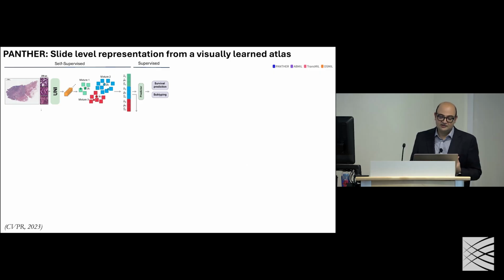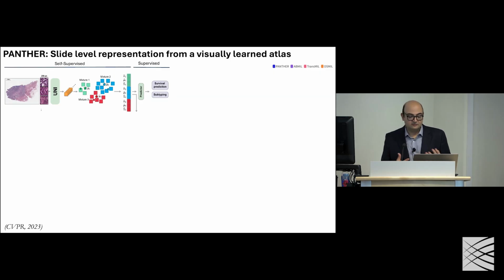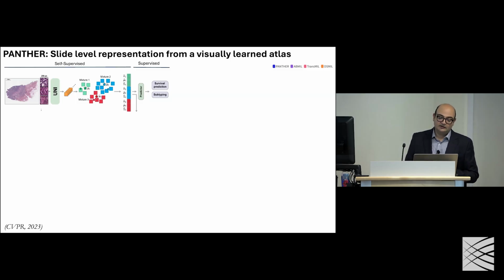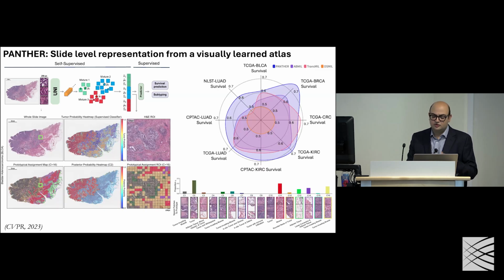So we started by looking at some very obvious things. Well, we have all these morphologies. Can we use something like Gaussian mixture models to just come up with a slide level representation? And we did that and showed that this is possible. These are just some examples in survival outcome prediction. This was a CVPR study from 2023.